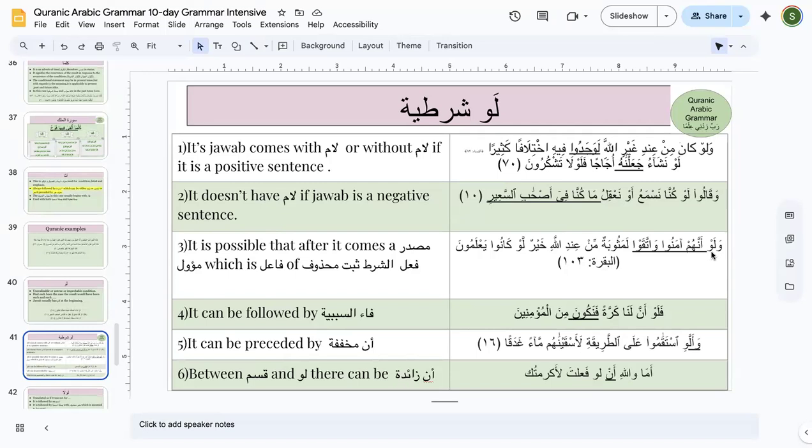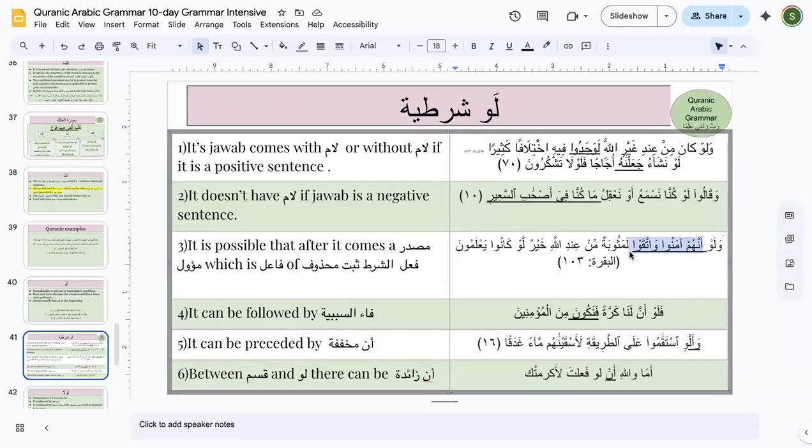In here, what did I tell you? Most of these shart particles that you are going to learn, in 95 to 98% of cases, are going to have a fail after them, right? So sometimes the fail may be omitted, which is the case here. Walau annahum amanu wattaqaw. So annahum, what type of a word is it? It makes a compound ism, right? So in here, the fail shart has been omitted. Sometimes it may be omitted, and any time when it is omitted, remember it is considered to be sabata mahzuf.